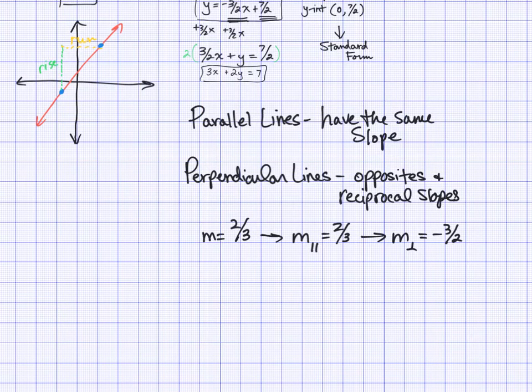Another way that we can think about it is that if we have the slope of an original line and we multiply that by the slope of the perpendicular line, we will always get -1. So the product of the slope of a line and any perpendicular will always be -1.